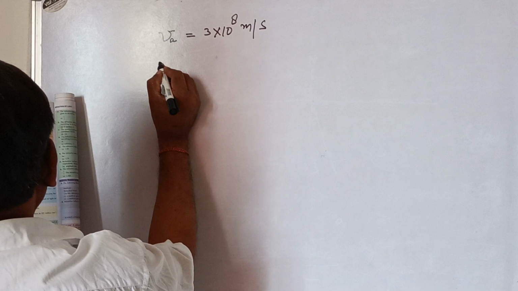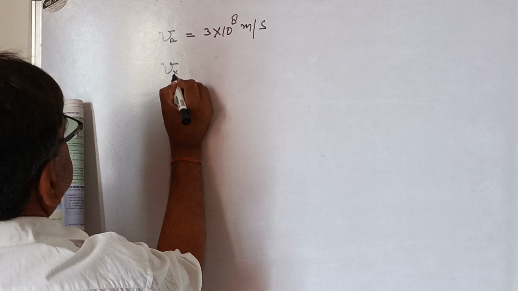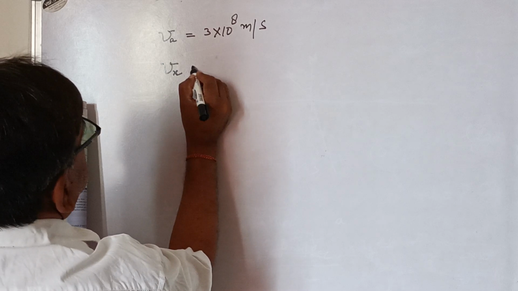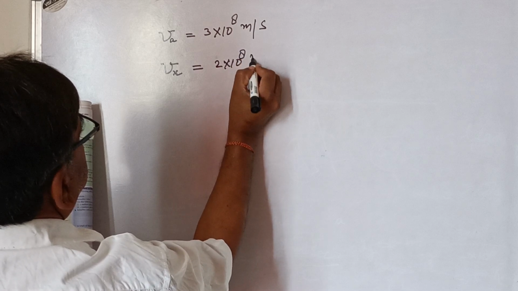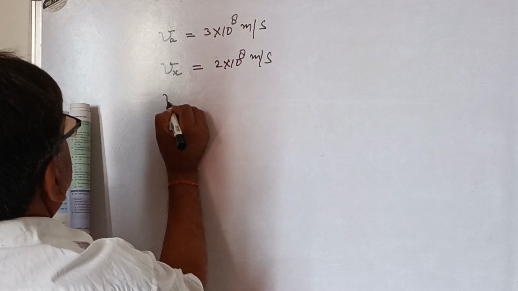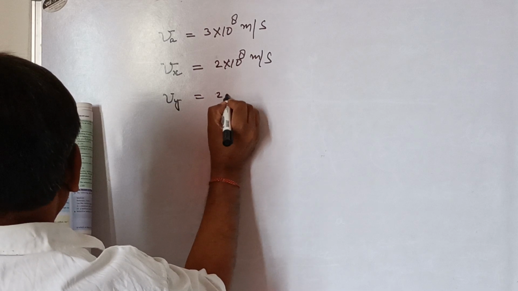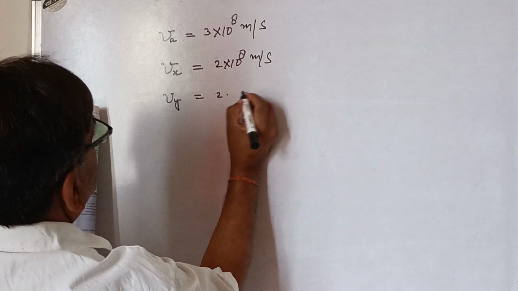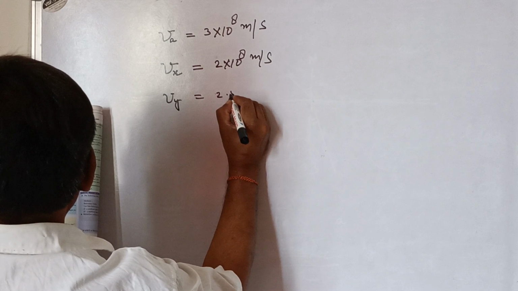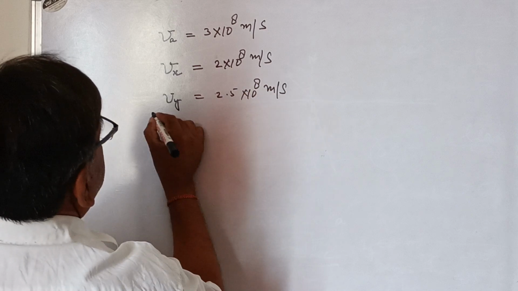Now also given there are two mediums. This is X. It is given 2 into 10 to the power 8 meter per second. And VY is given 2.5 into 10 to the power 8 meter per second. It is very simple.